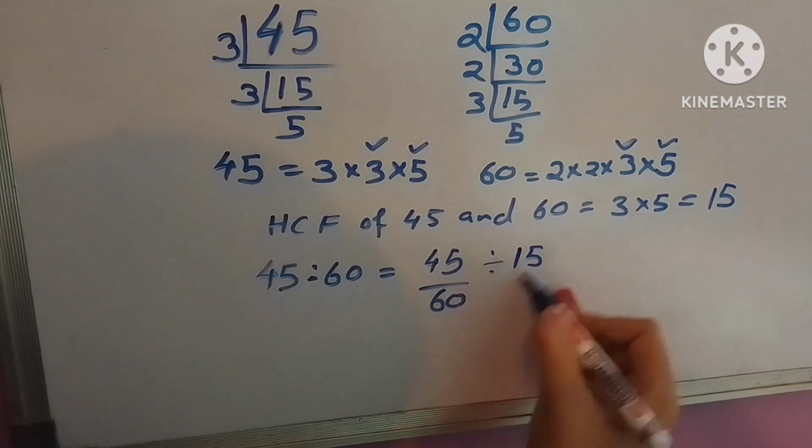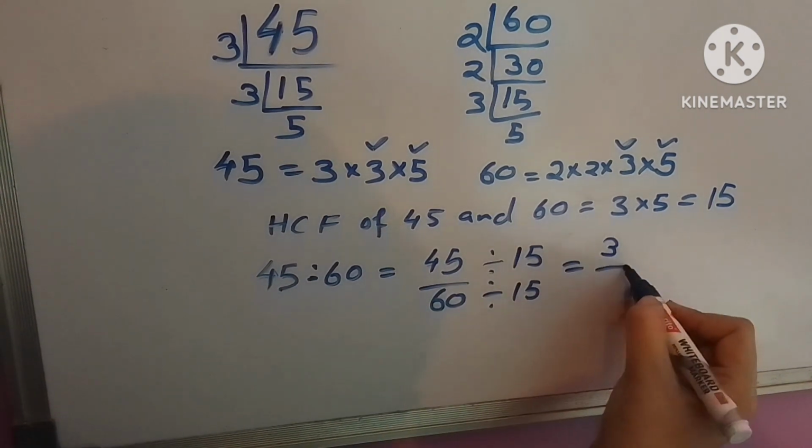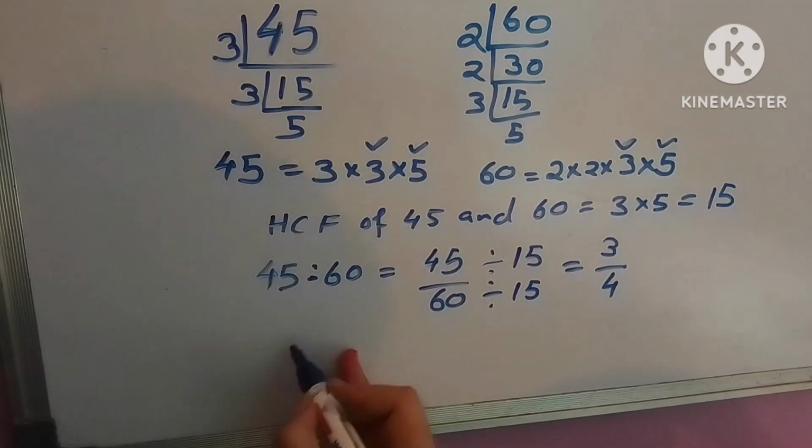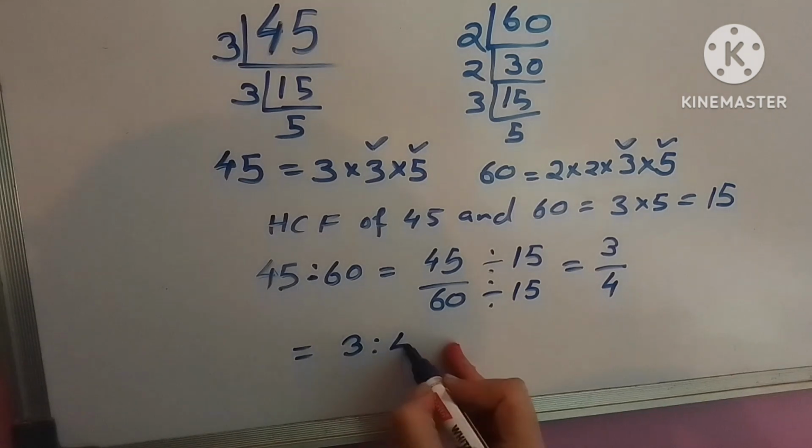So to find out the lowest term of the ratio 45:60, we have to write it like a fraction and we have to divide up and down with this HCF. The answer will be 3:4.